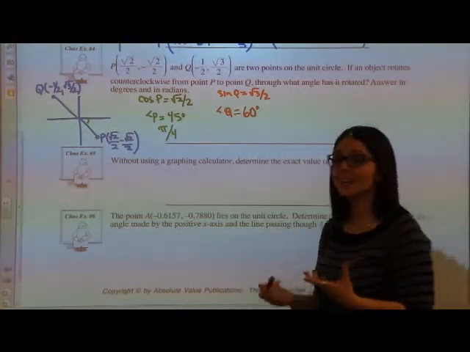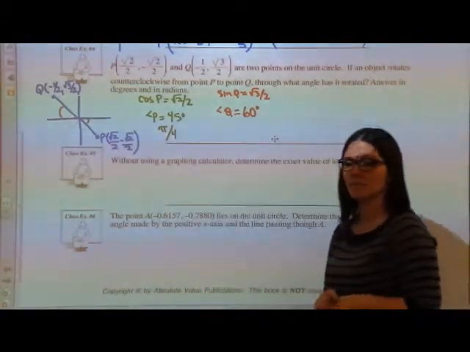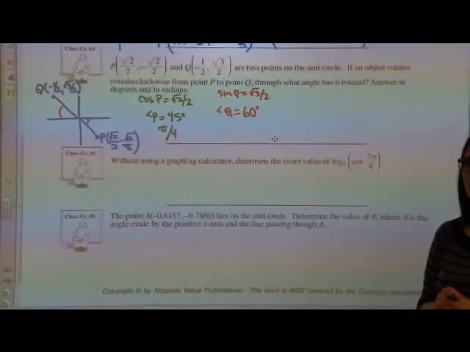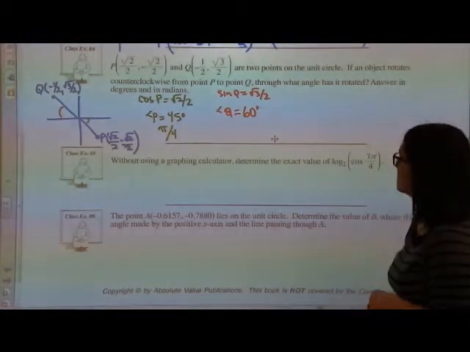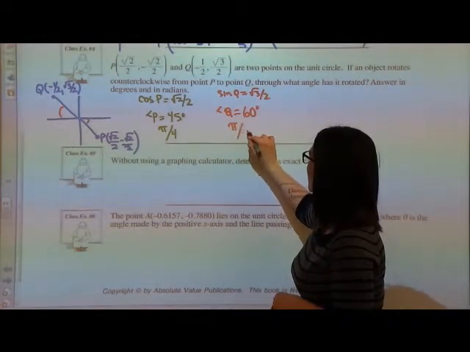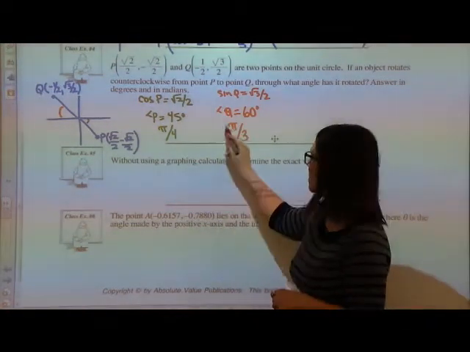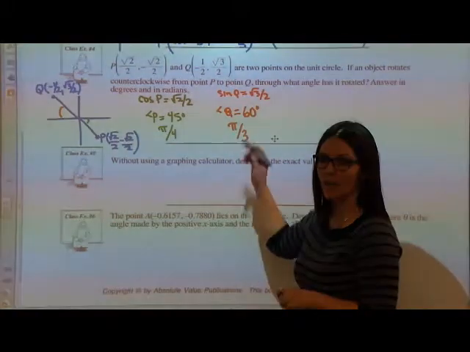So the part that is 60 degrees is this part in here, because it's that reference angle. And 60 degrees is pi over 3. 180 divided by 3 gives me that 60, because pi is 180.